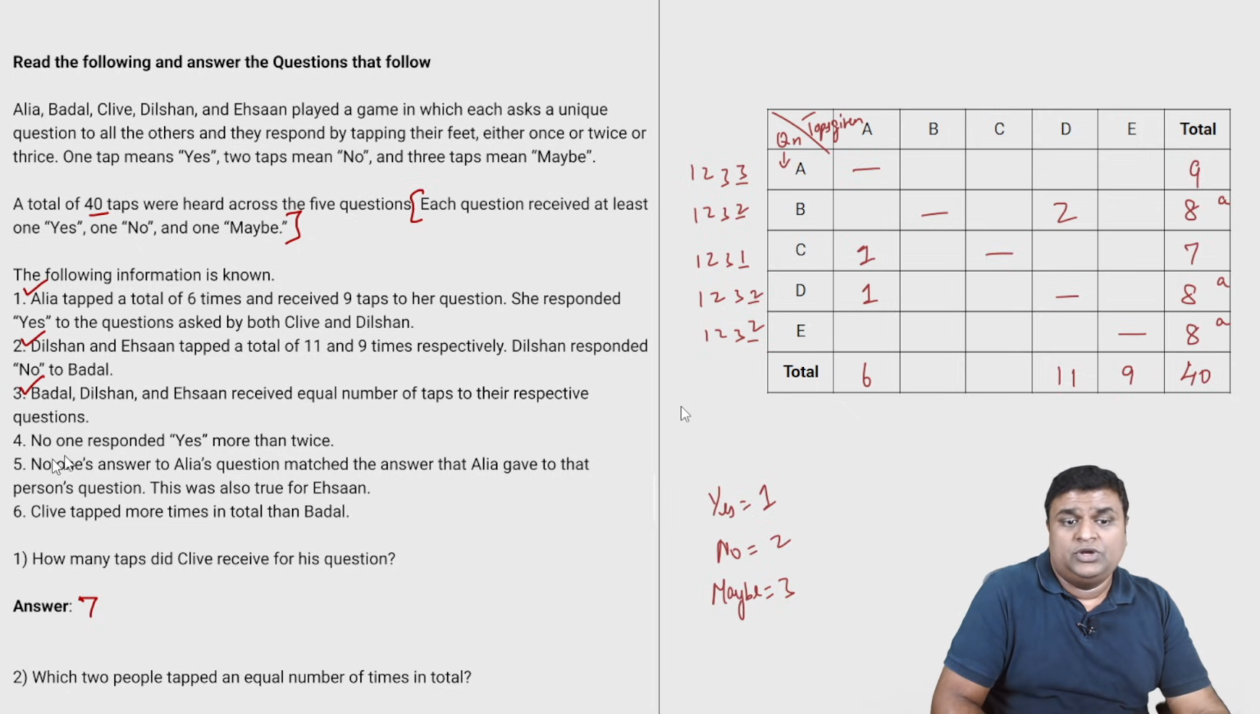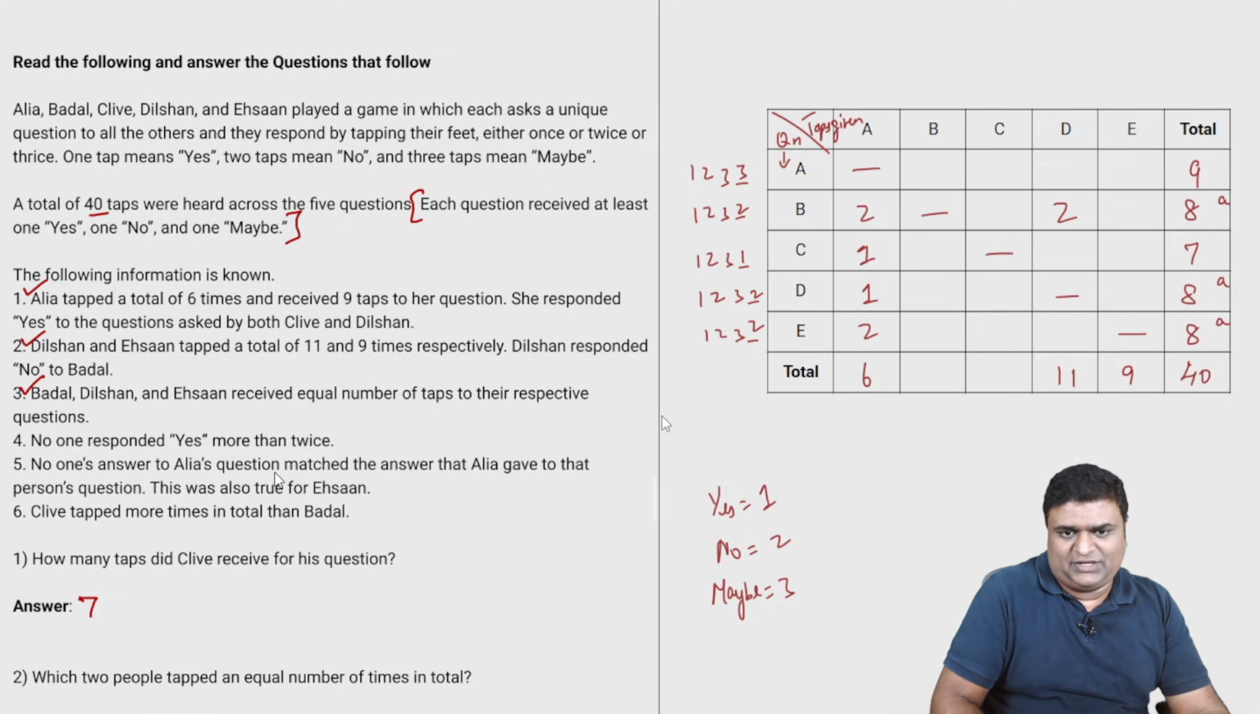We finished that. No one responded yes more than twice. Okay, response, max 2 ones. A third one did not happen. So the others have to be 2 and 2. No other way out. No more ones. So if I put a 3, it's a 1. That's not allowed. So it has to be 2 twos here. Okay.